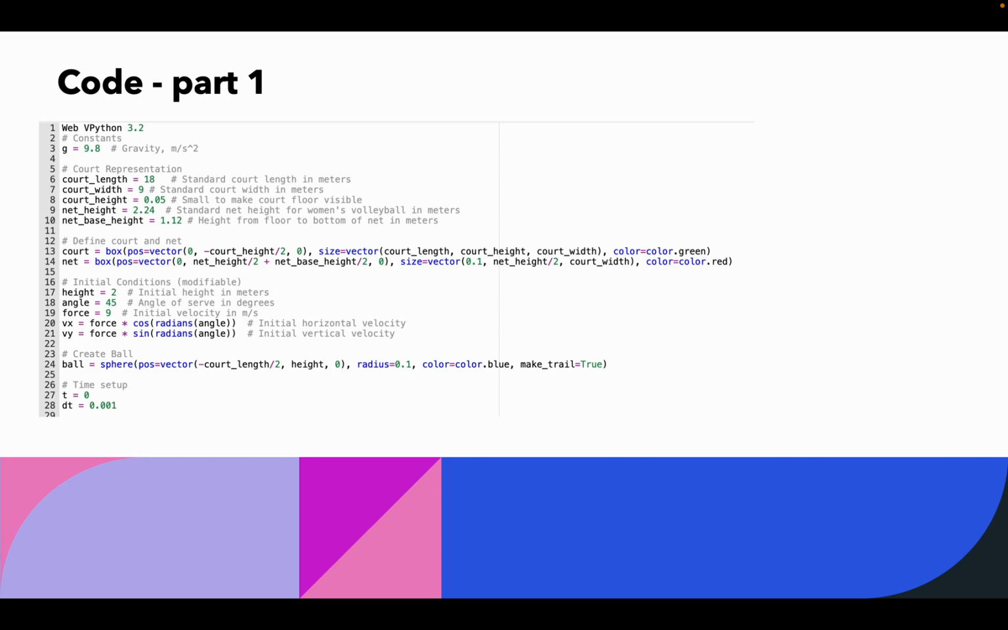So for my code, I first set up gravity as 9.8, and basically my code is making a volleyball court and simulating someone serving and seeing what happens when the force of that serve is bigger or smaller. So I set the court length, the court height, and all the measurements are the actual measurements in a real volleyball court.